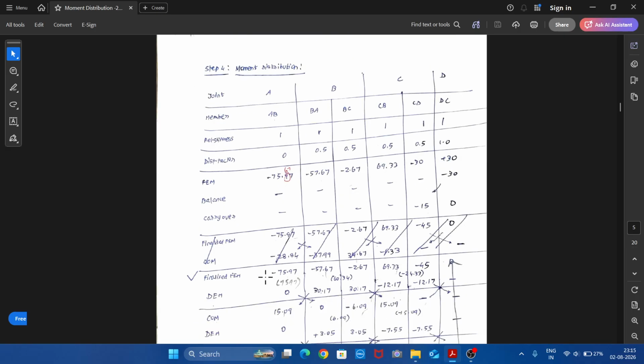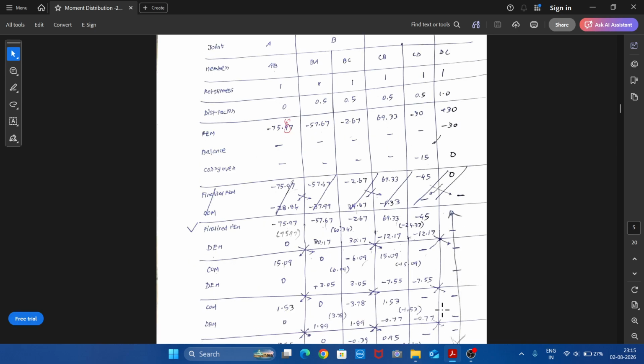Then we need to get the finalized fixed moment by adding this value. So minus 75.67 will be there, and minus 57.67 will be here, and minus 2.67 will be here, 69.33, minus 30, minus 15, minus 45, plus 30 minus 30.